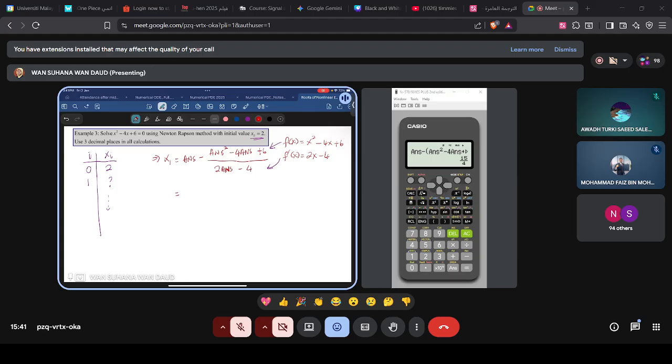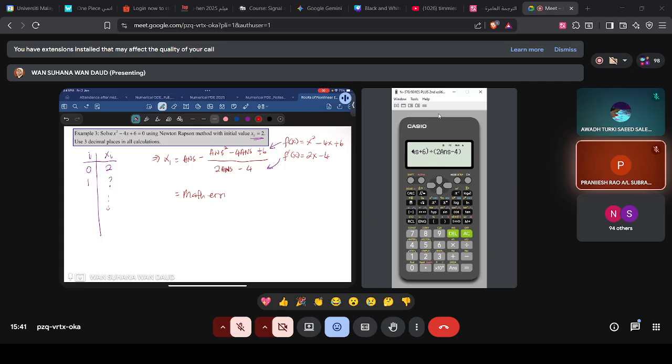It is math error, okay? I'm not sure why my calculator did not obtain the value that I should obtain. It's supposed to be math error. Everyone got the math error value? Yes, madam. Yes, it's supposed to be math error.